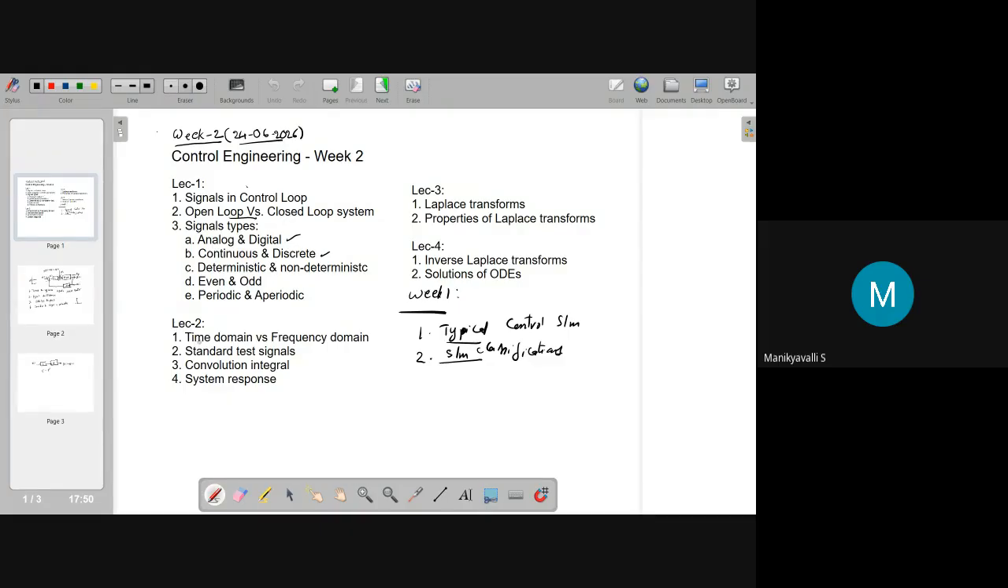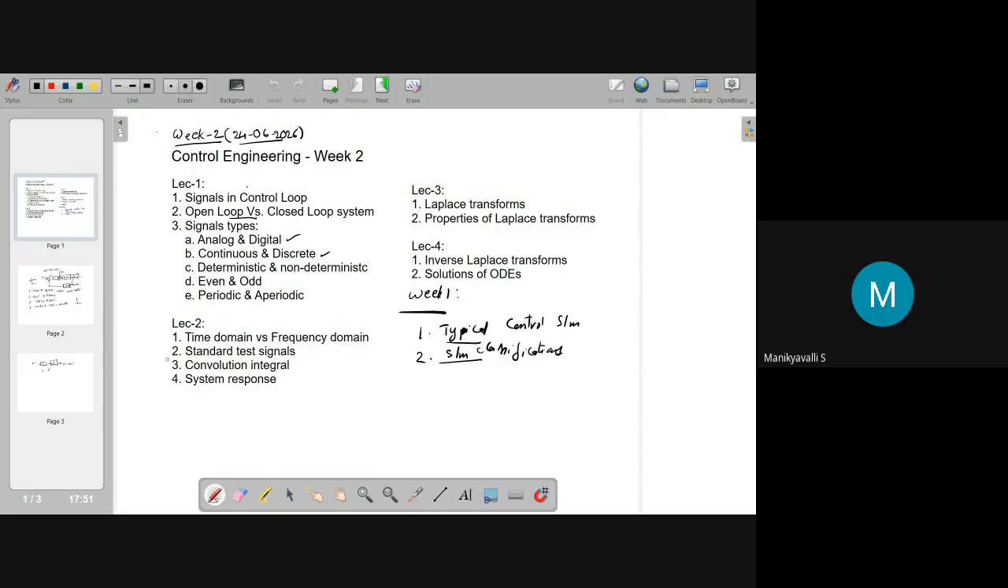Now, the next topic in this lecture is time domain versus frequency domain. We can represent signals in the time domain, meaning the variation of the signal with respect to time, or we can represent a signal with respect to frequency, meaning how the signal changes with frequency. There are certain advantages if you analyze the system in the frequency domain rather than the time domain. For this, we will learn about the Laplace transform, which is a generalized version of expressing the signal in the frequency domain.